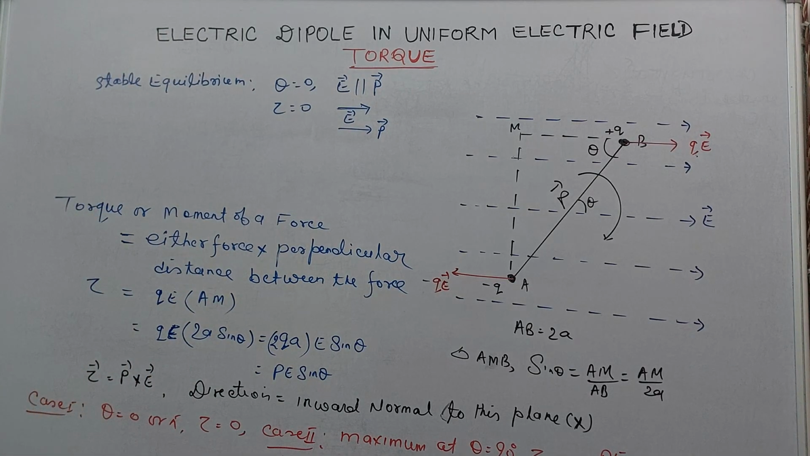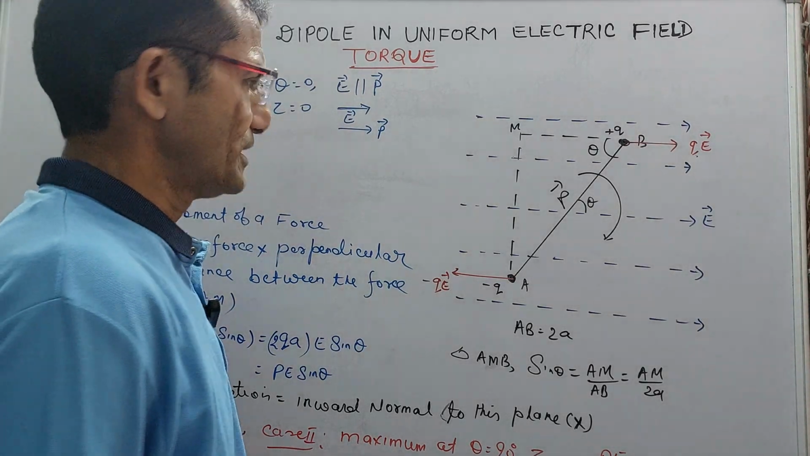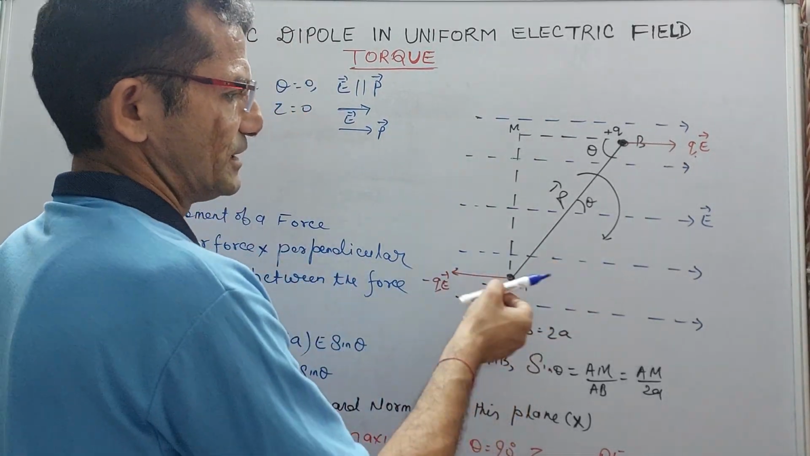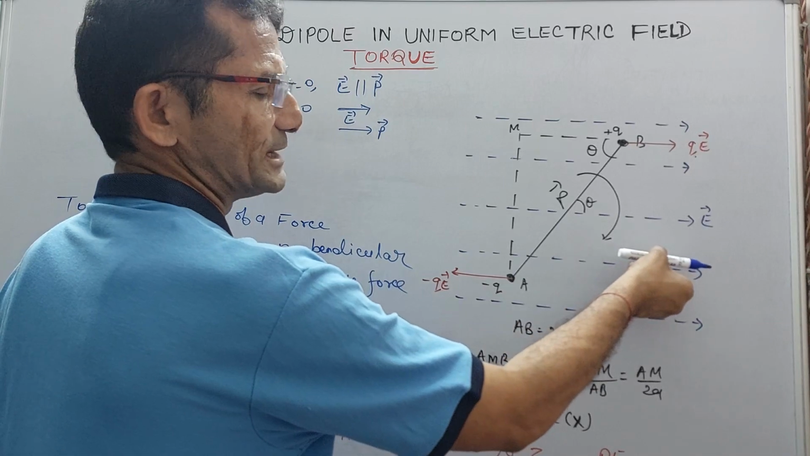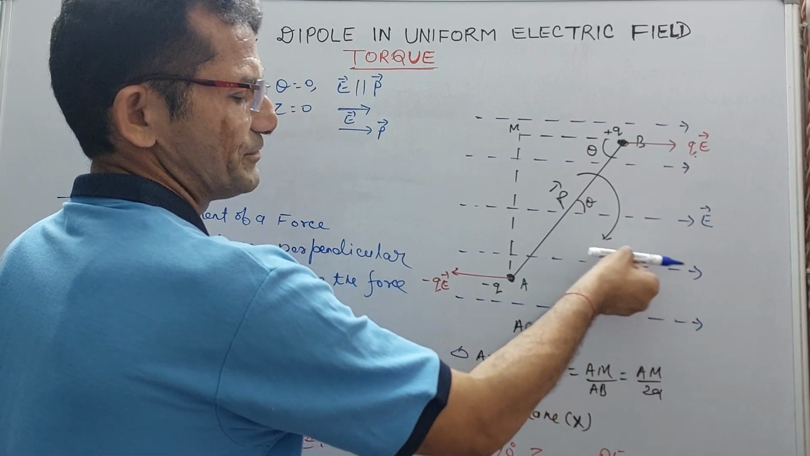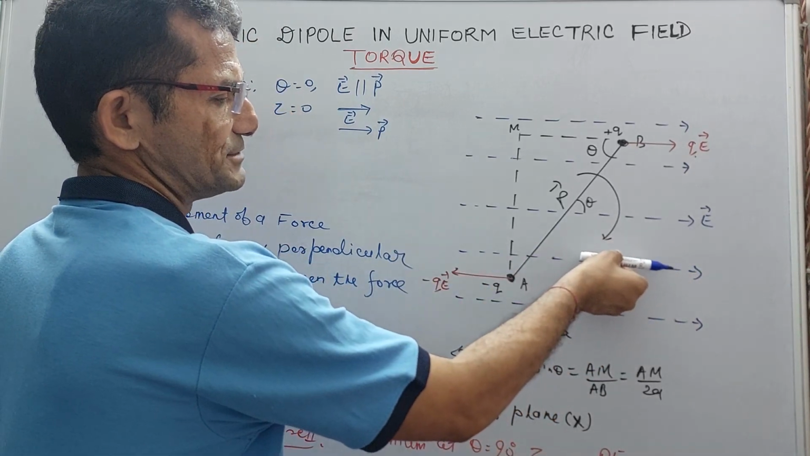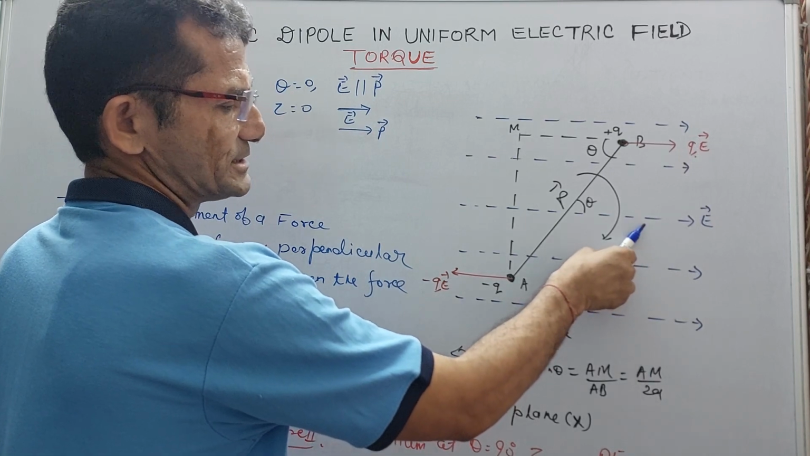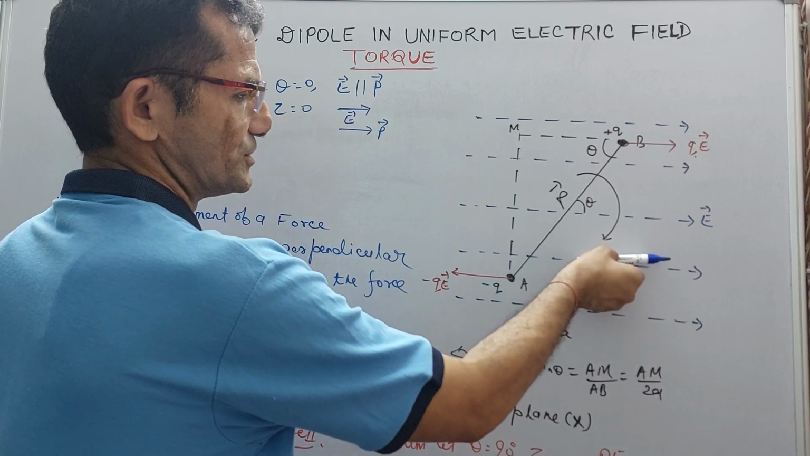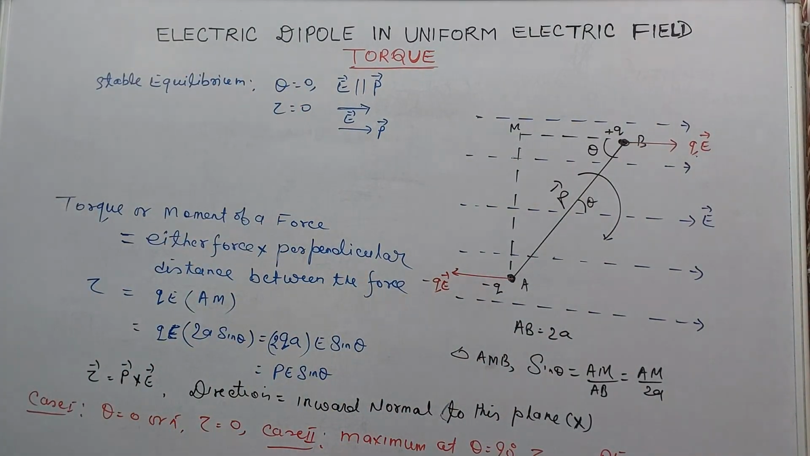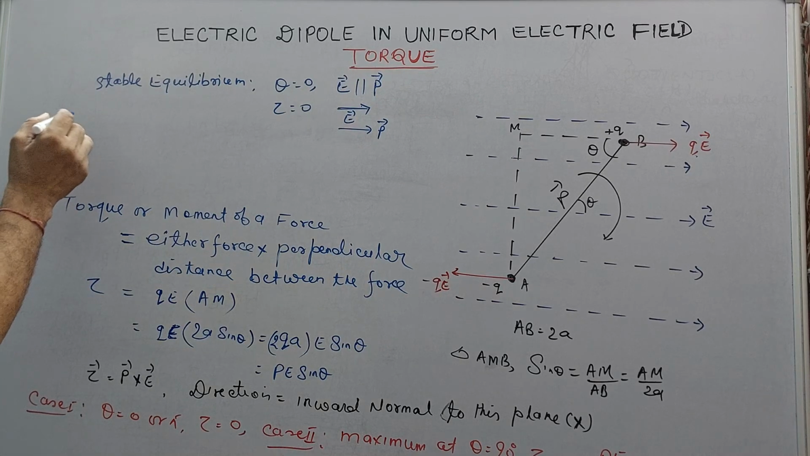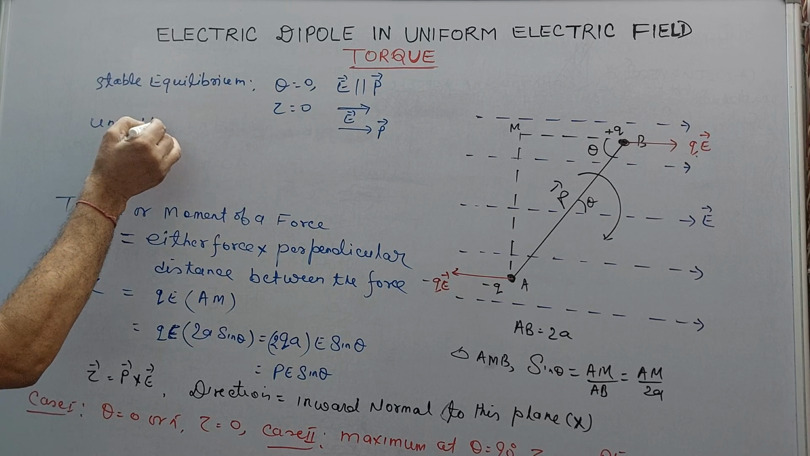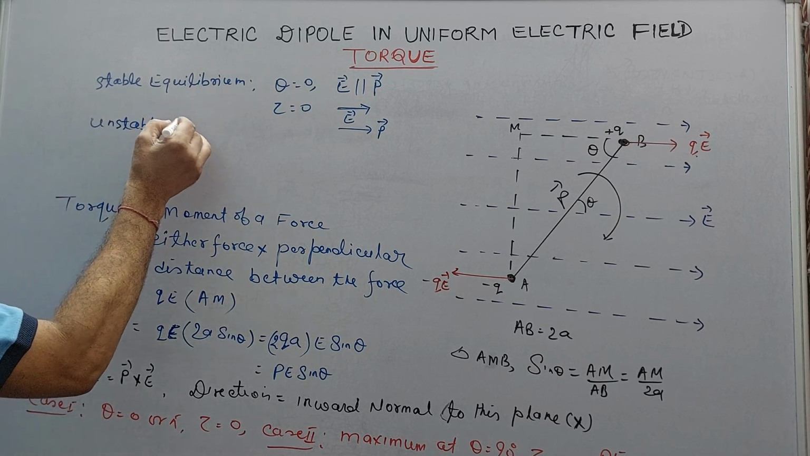Second case, unstable equilibrium. In stable equilibrium, if you displace the dipole from this position, suppose it is in the direction of the dipole along the electric field, and if I rotate it anti-clockwise and then let it go, it will again come back to this equilibrium position. So that's why it is called stable equilibrium. Second part is unstable equilibrium.